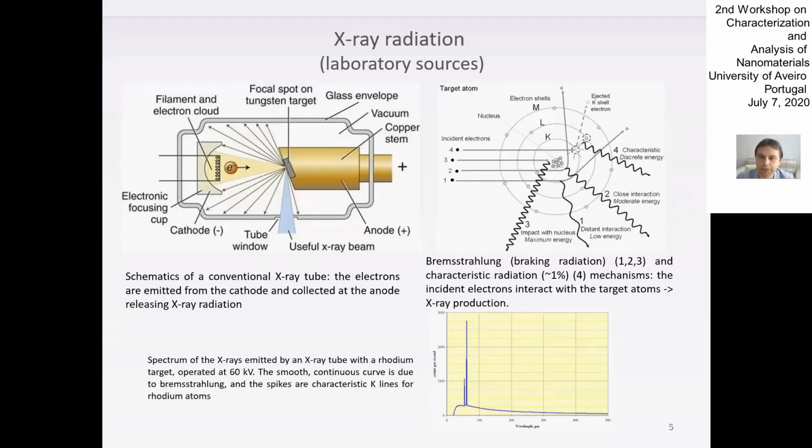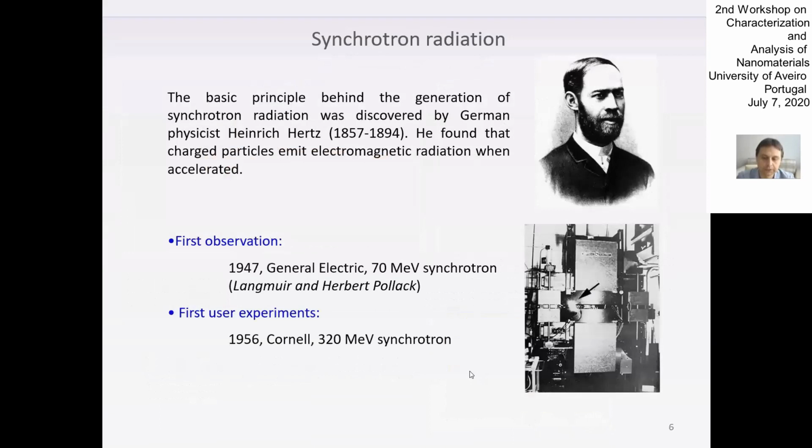produces the characteristic radiation. On the spectrum, you can see that for braking radiation the spectrum is solid, and for characteristic radiation we have some discrete, very narrow and highly intense lines. So this is how we can produce X-rays in the lab.